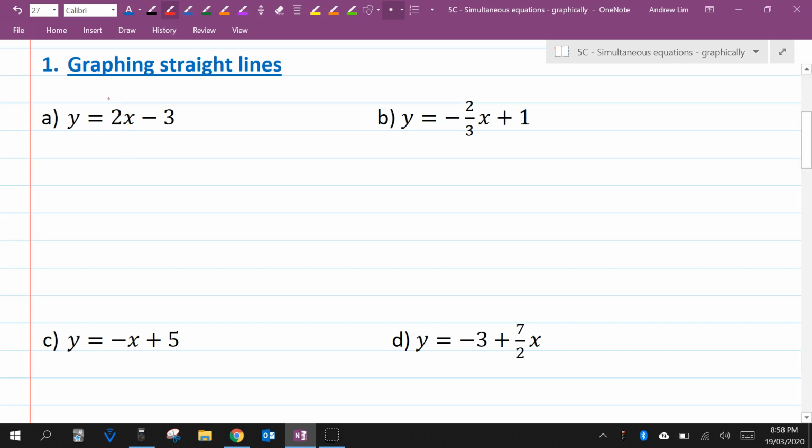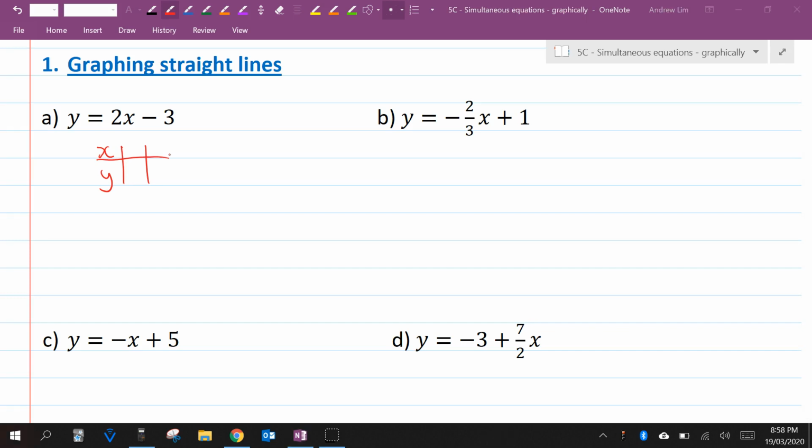Whenever we have an equation in gradient intercept form, I think you might find it easiest to do a table of values. Because these are straight lines, because the power of x is 1, it's not squared, it's not cubed, it's going to be a straight line. And so a table of values makes it nice and easy. We have x and y. Whenever we have straight lines, we only need 2 points. Once we've got 2 points, we can just connect them, draw a straight line.